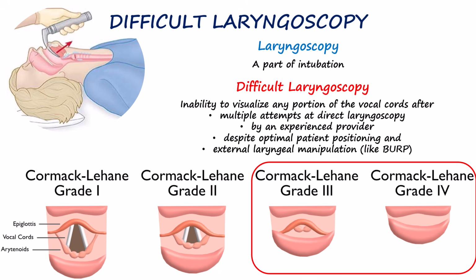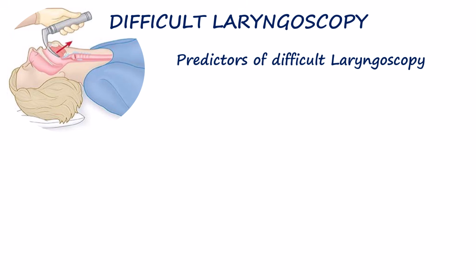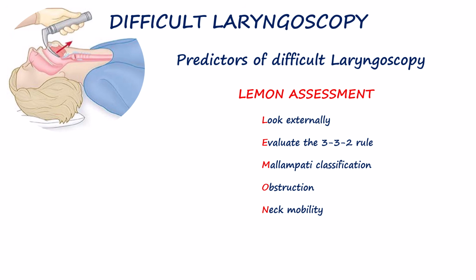As with predicting difficult mask ventilation, many of the anatomical and clinical predictors overlap for difficult supraglottic airway insertion and difficult laryngoscopy or intubation. These predictors can be systematically assessed using the LEMON criteria. Again, the airway assessment part was discussed separately.